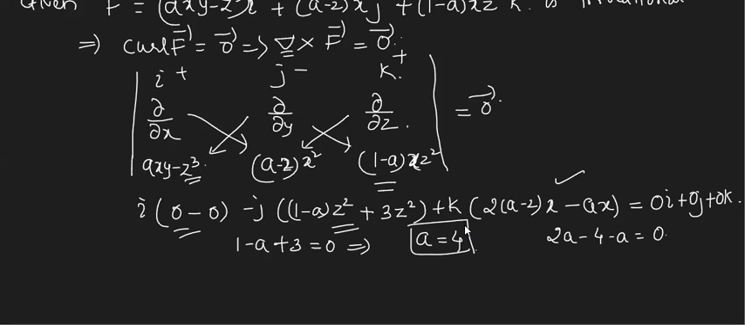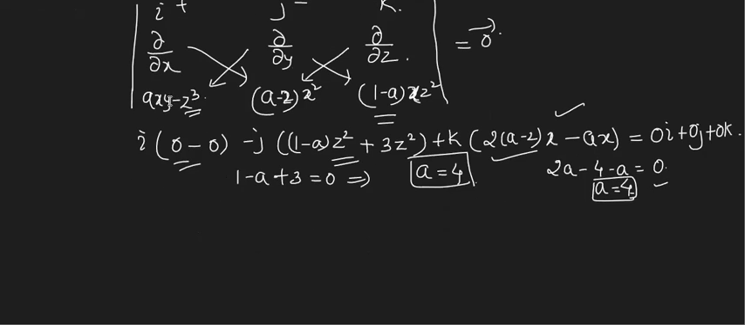Same. 2a minus a is a. Send the 4 to that side. You find it here or here, both will give you the same value of a. Even if they ask a, b, c, they may give the same constant a in all three, and they will ask you to find that constant. Okay. What is the next part of the question?